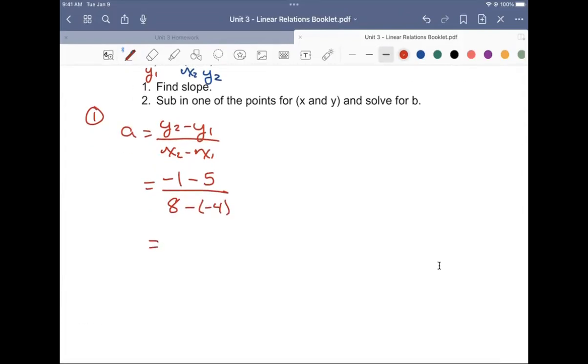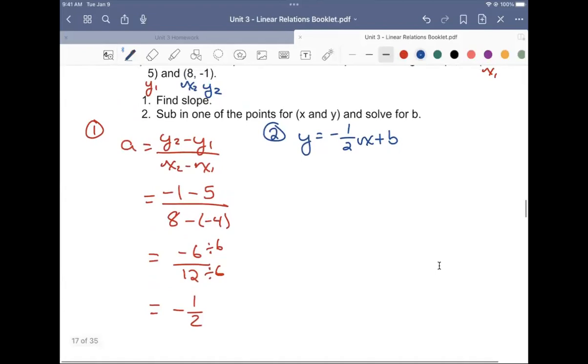If I simplify that down, I will get -6 over 12, which is equal to -1 over 2 if I reduce that down by dividing top and bottom by 6. Now that I have the slope, I can go back to the steps I did previously. Step number 2 being I know y is equal to -1 over 2x plus b because I know a now.